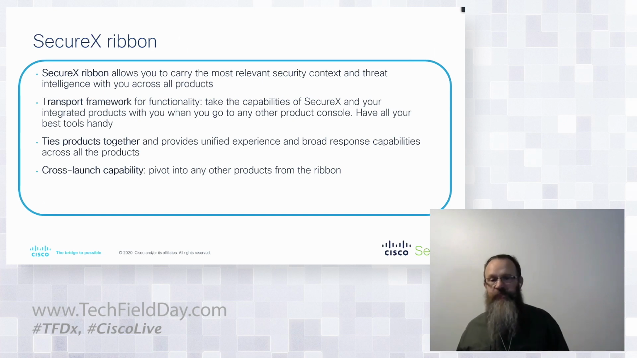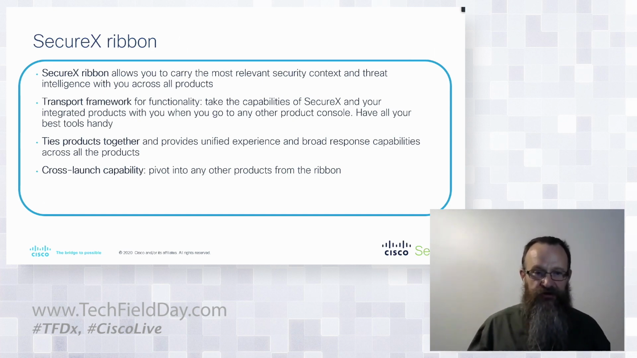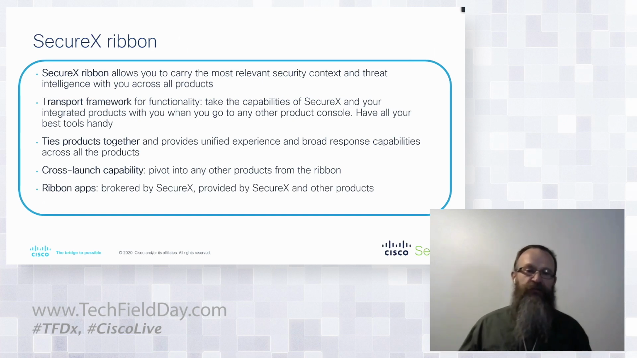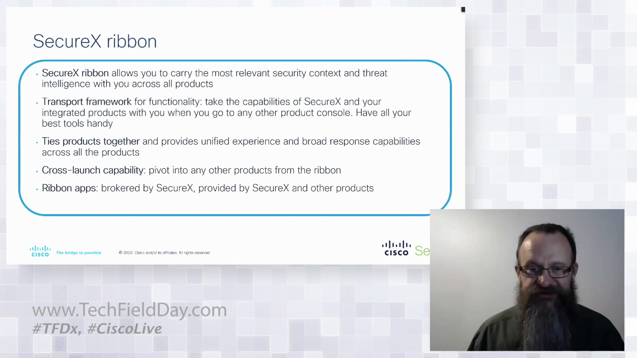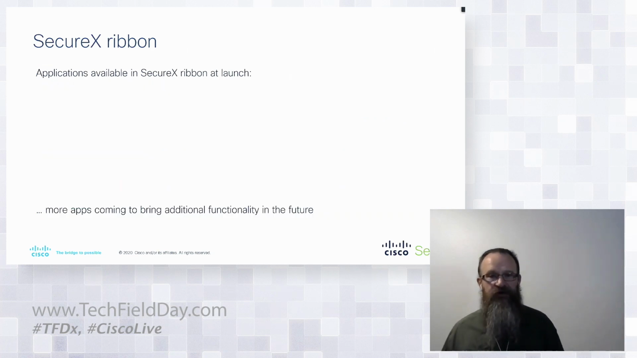We've got a cross-launch capability, so you don't have to go navigate your bookmarks and jump from product to product all the time. If you're in a product that has a ribbon, you have launch points for all of the other Cisco SecureX capable products. And then we have the apps that live in the ribbon. These are brokered by SecureX. They are provided by SecureX and occasionally other products. So what are the apps that come in the ribbon right now?